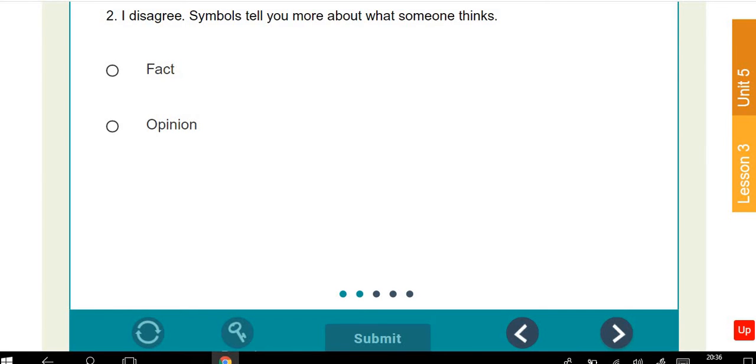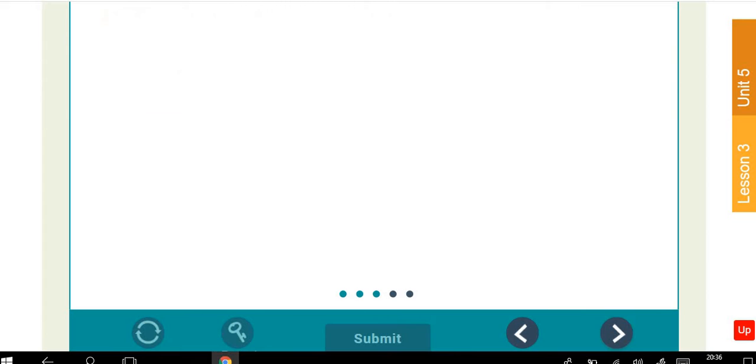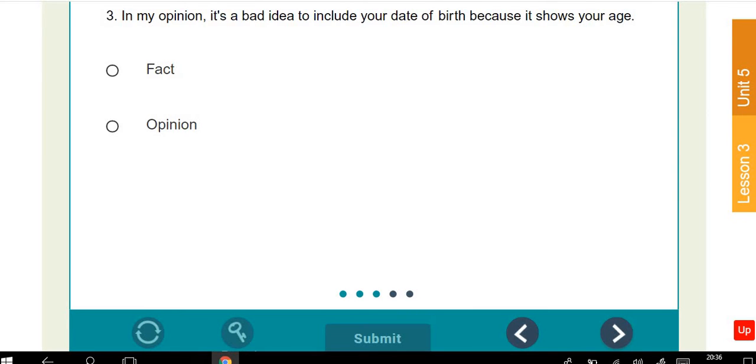I disagree. Symbols tell you more about what someone thinks. Again, it's an opinion because I disagree. So it's not fact. That's correct. In my opinion, it's a bad idea to include your date of birth because it shows your age. Again, we have "in my opinion," so of course it is an opinion. Let's move.